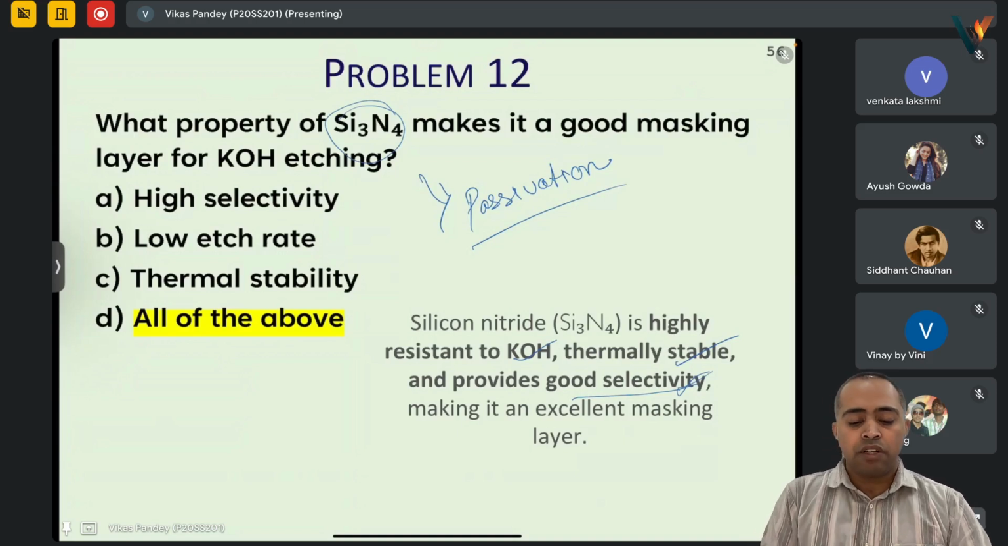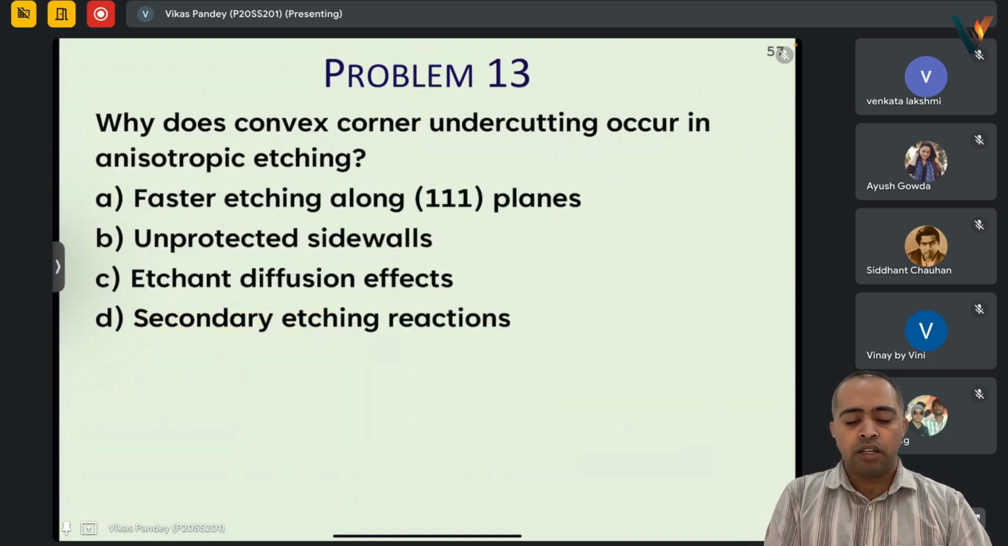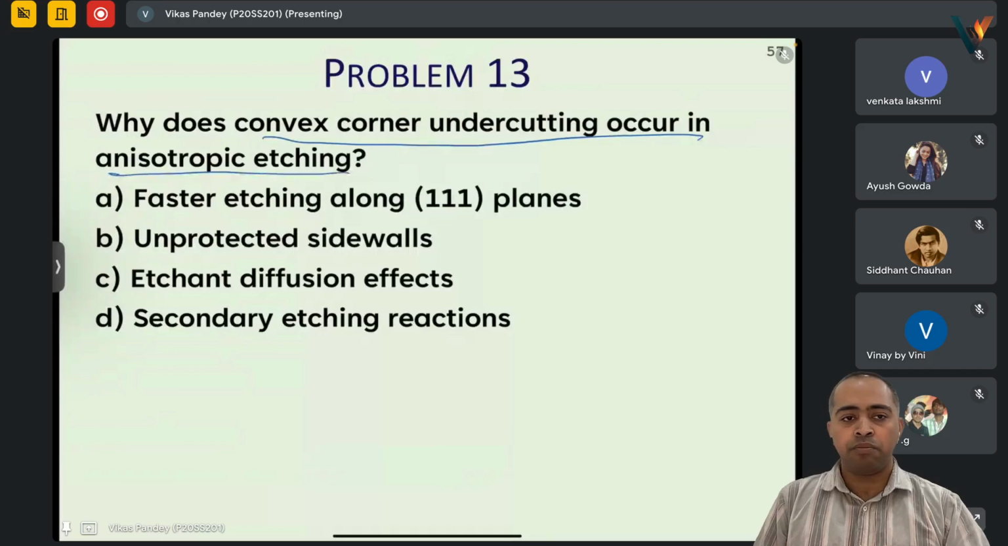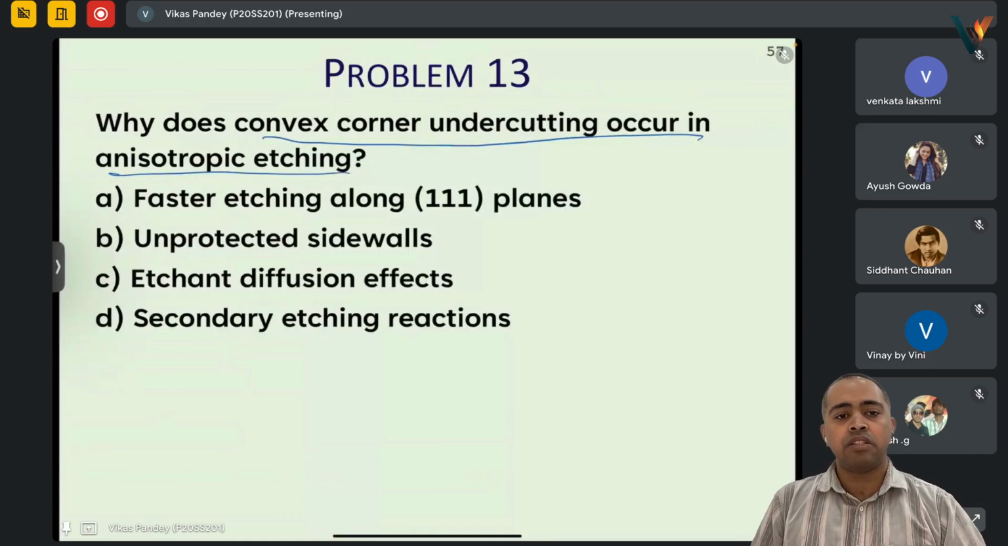Why does convex corner undercutting occur in anisotropic etching? Faster etching along the 111 plane, unprotected sidewall, etchant diffusion effects, or secondary etching reaction. Yes, anyone?